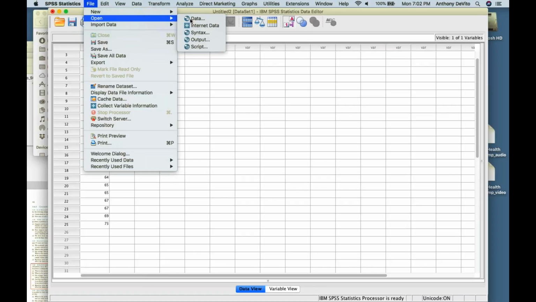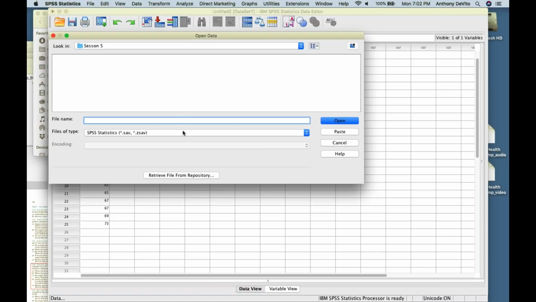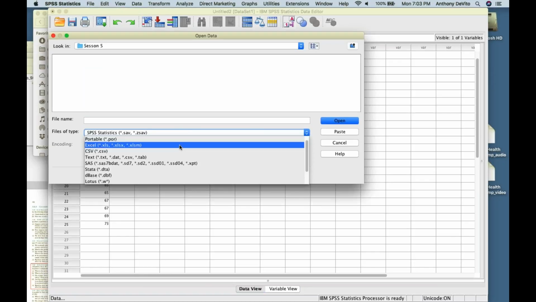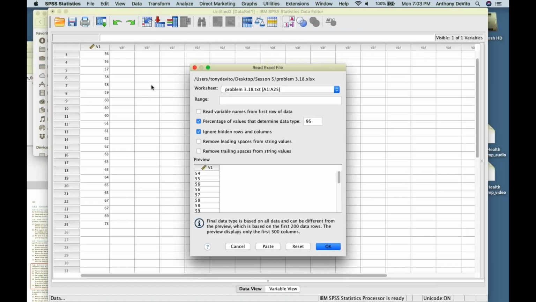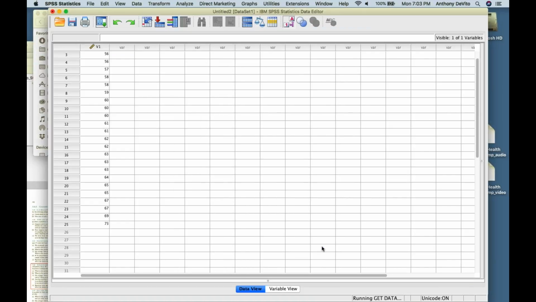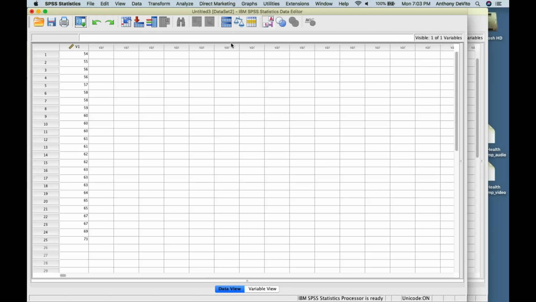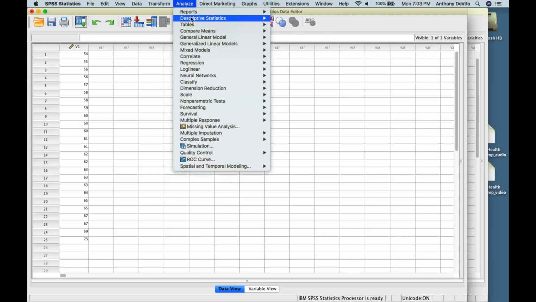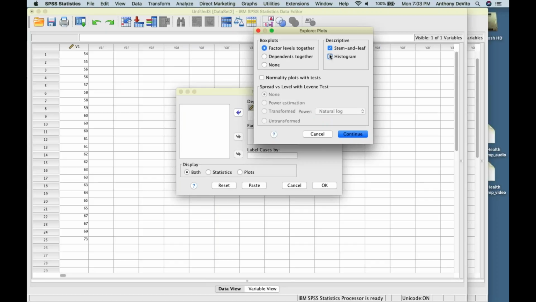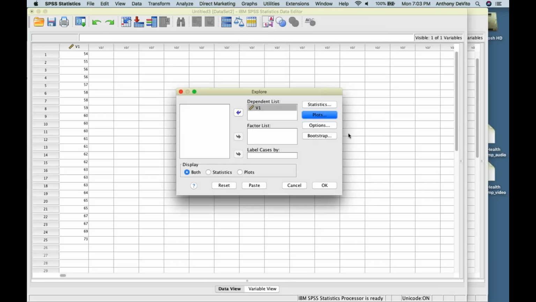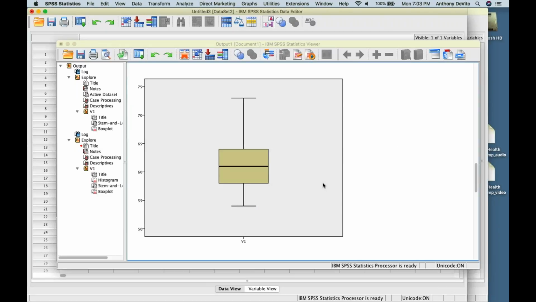Okay, let's do that again, except let's do it for this other file. Let's say open data, and I'm going to look at the data file that's in problem 18. Let's see, Excel files. Problem 18, let's open that one. And let's look at that distribution. Analyze, descriptive statistics, explore, because I want those extra statistics. Moving into the dependent list, click plots, tell it that I want a histogram as well. Continue and have it tell me the various statistics.